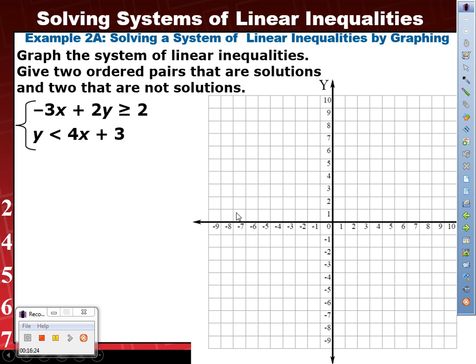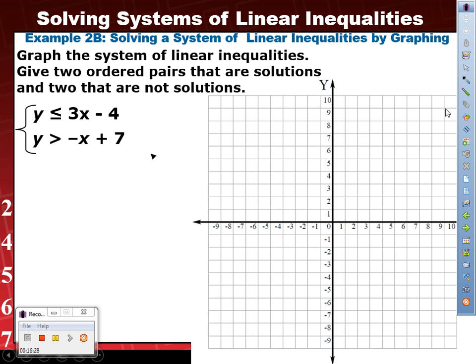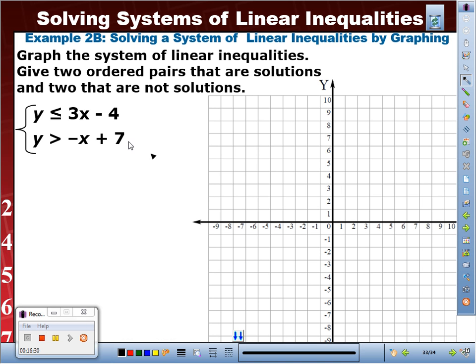All right, so do this next one by yourself, please. Y less than or equal to 3x minus 4, y greater than negative x plus 7. They're already solved for y, so just practice your shading.